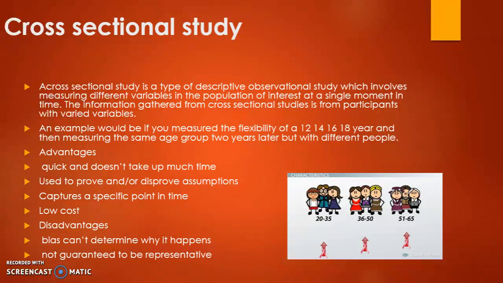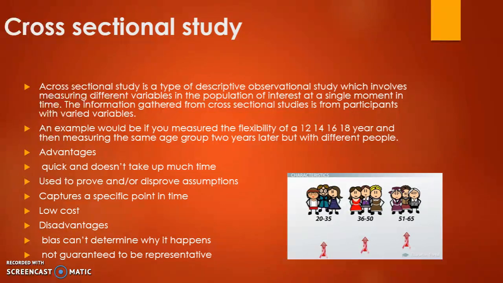A cross-sectional study is a type of descriptive observational study which involves measuring different variables in the population of interest at a single moment in time. The information gathered from the cross-sectional study is from participants with varied variables. An example would be if you measured the flexibility of 12, 14, 16 and 18-year-olds and then measured the same age group 2 years later but with different people, and this would be a good example.